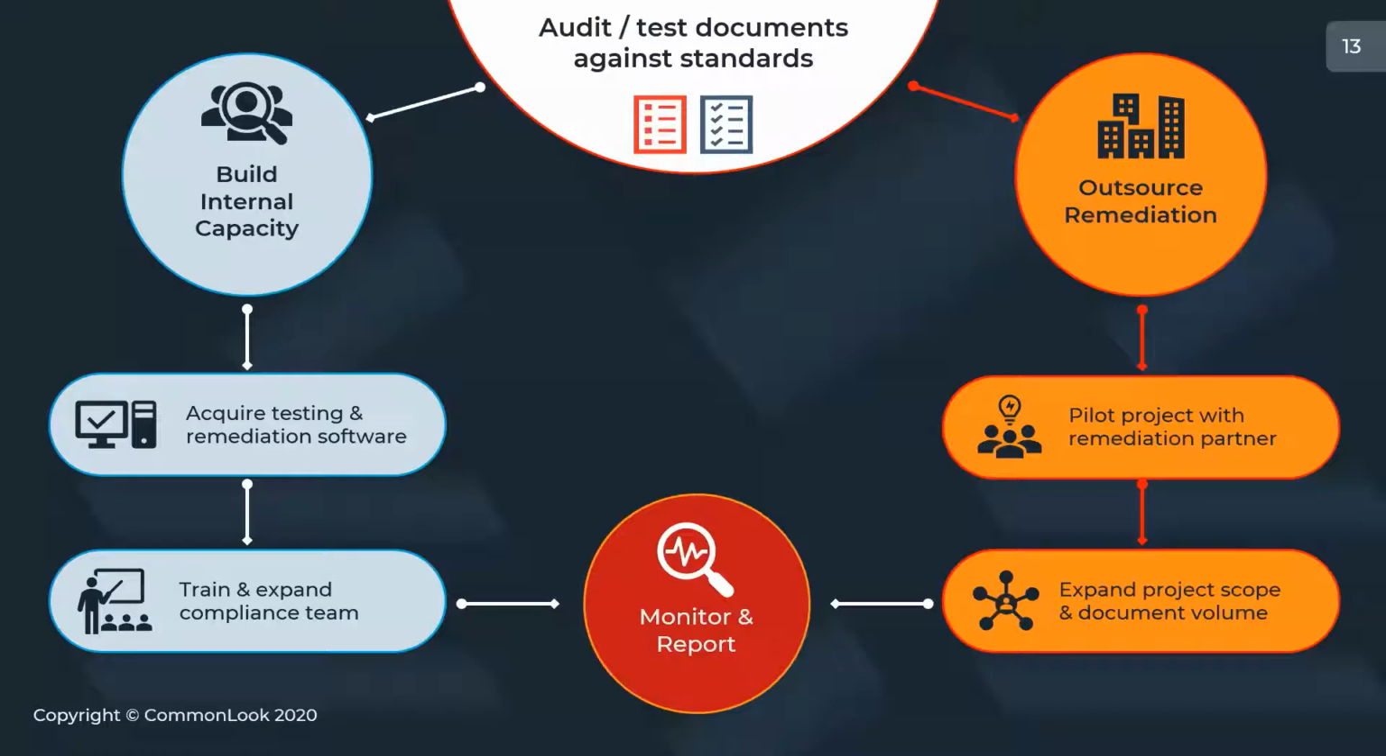So, the crux of this webinar today was to talk about how do you go about figuring out what's going to be your approach. If we all agree that our documents need to be accessible, what's going to be the approach to fix the problem? So at Common Look, we kind of look at the overall circle of all of this. It's all interrelated. And it starts with auditing and testing against standards.